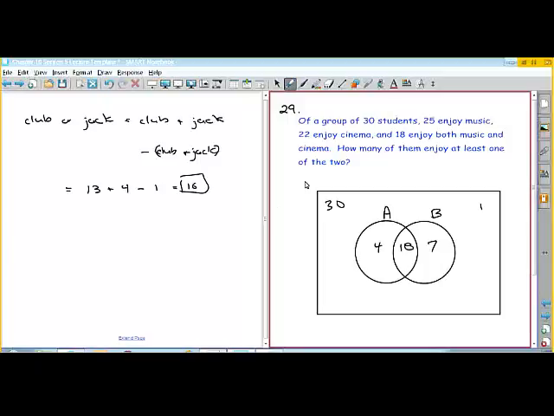Okay, what do we got next here? So here we have a group of 30 students, 25 enjoy music, 22 enjoy cinema, and 18 enjoy both music and cinema. How many of them enjoy at least one of the 2? We could do this just looking at it from a Venn diagram standpoint, but we can also do it by using this equation.